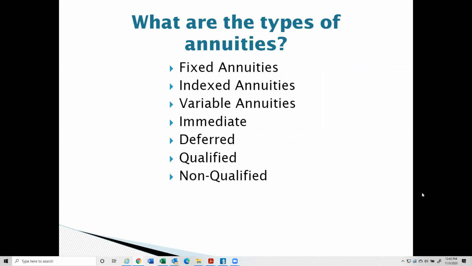So what types of annuities are there? There are fixed annuities, index annuities, variable annuities, immediate annuities, deferred, qualified, non-qualified. So let's talk a little bit about the definitions of this. First, we're going to start with qualified, non-qualified. This is a term that you can hear if you're using an annuity product or just your regular investment accounts. If you have qualified investments, that means they're in an account that qualifies for special tax treatment.